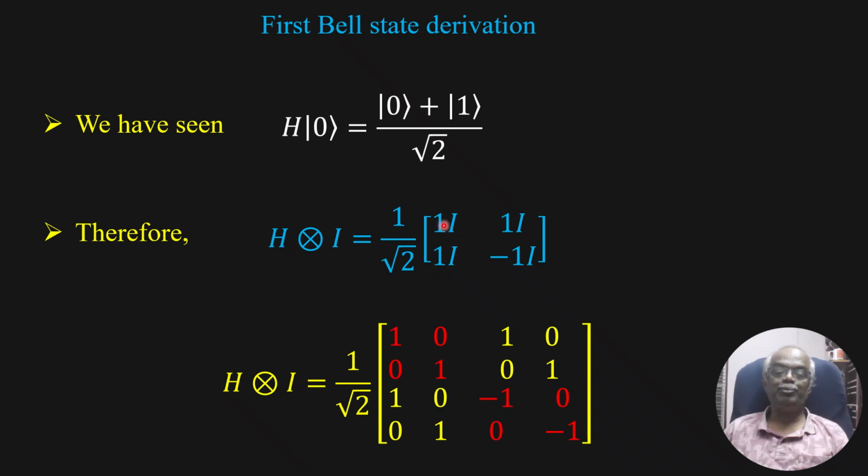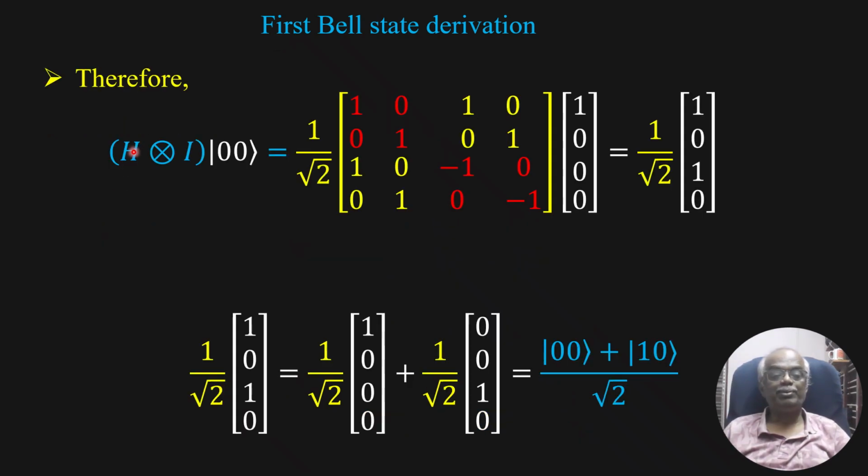If you multiply 1 with the identity matrix, you will get a 2 by 2 matrix, that is [1, 0; 0, 1]. Similarly here, [1, 0; 0, 1], and similarly here, [1, 0; 0, 1]. Only here there is a negative sign, so this will become [−1, 0; 0, −1]. This is the tensor product of the Hadamard matrix with the identity matrix.